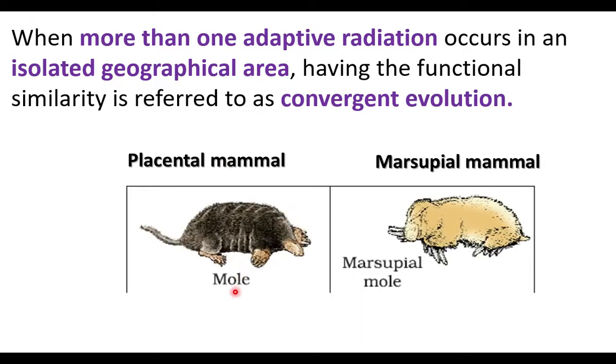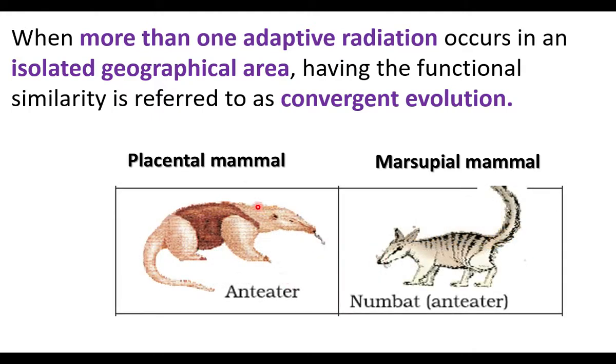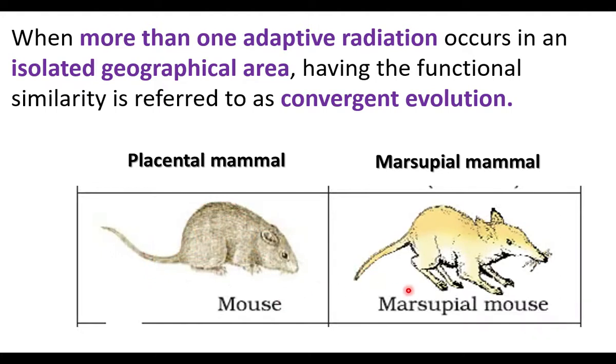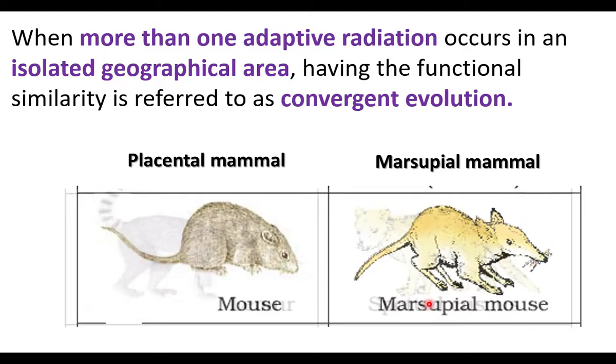Among placental mammals there is a mole, and marsupials also have a mole. Their development is different, but they have the same food habit. Here also, an anteater: placental mammal anteater, marsupial anteater. Structure is generally different, the tail is different, the leg is different, the ear is different. But what kind of similarities? Both are eating ants. So this shows convergent evolution, functional similarities. And mouse, both are burrowing. The marsupial mouse and placental mouse are both burrowing.